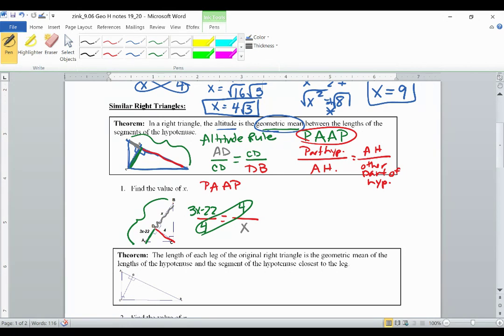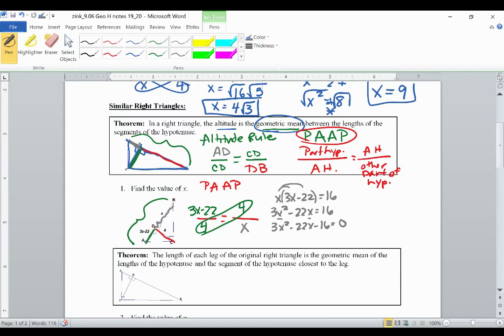And at this point, we're just going to cross multiply. So I get x times 3x minus 22 equals 16. And I'm going to distribute my x in. So I get 3x squared minus 22x equals 16. I see I have an x squared and an x. Anytime I have an x squared and an x, I want to get it equal to 0. So I subtract over my 16. I look for a GCF.